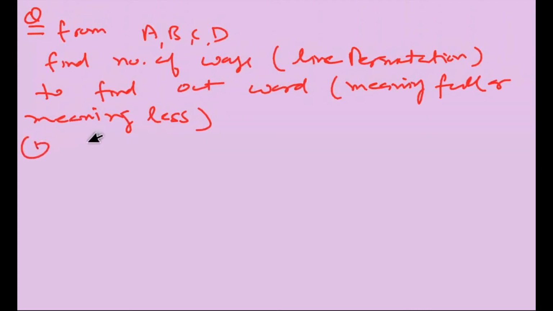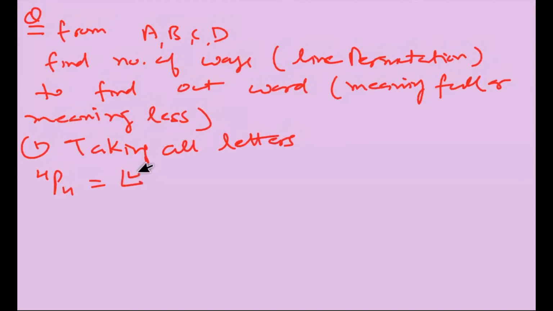First, taking all letters, so we can say here 4P4, that is factorial 4, equal to 4 into 3 into 2 into 1, that is 24. Okay.